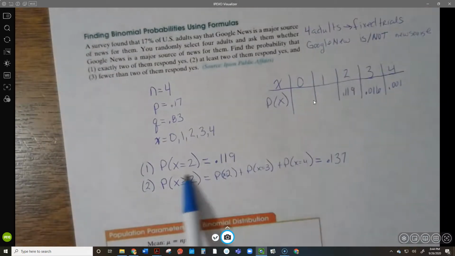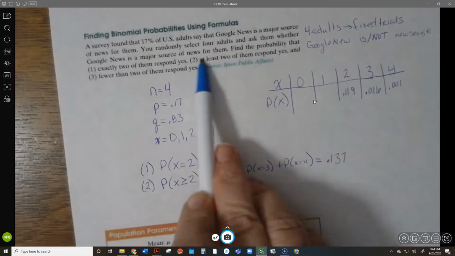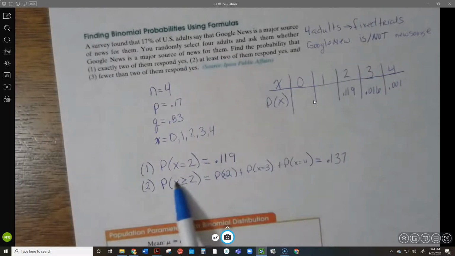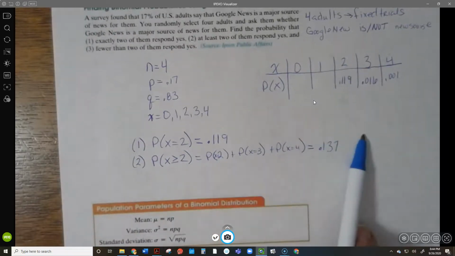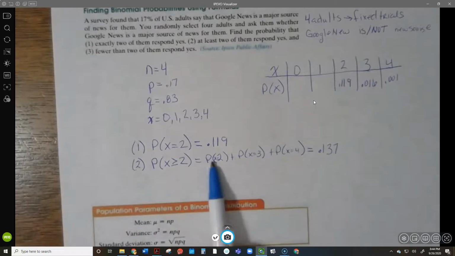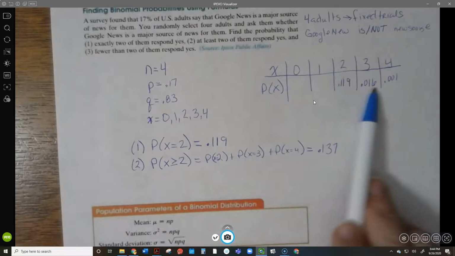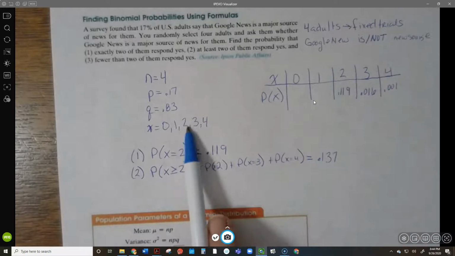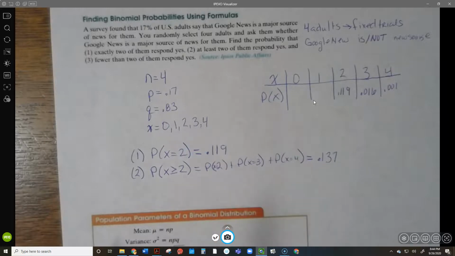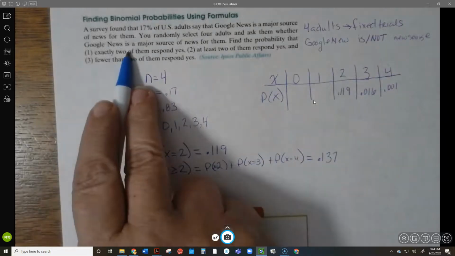So if you know how to take what they say, at least 2, and get that inequality notation correctly, then it's just a simple matter of typing it into StatCrunch and writing the answer down. If not, then you can find each one of them individually and try to figure out what it means. But that's what at least 2 of them means. 2 or 3 people responded or 4 people responded. And then fewer than 2.